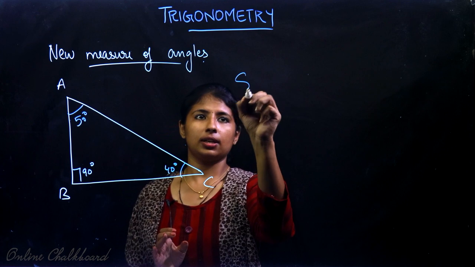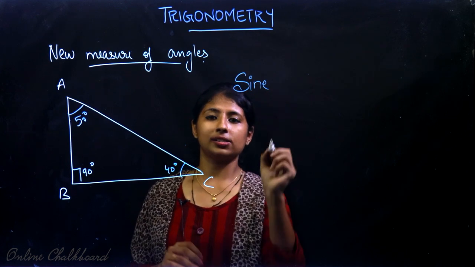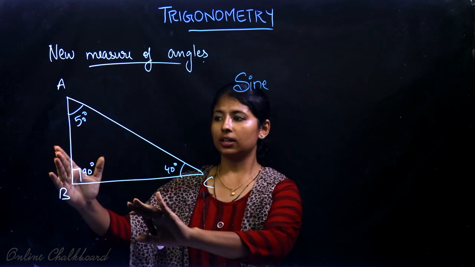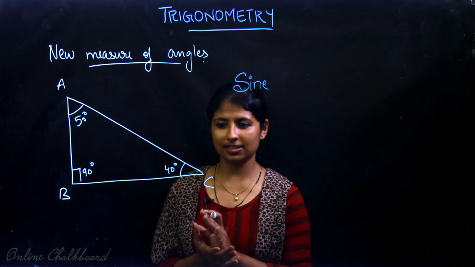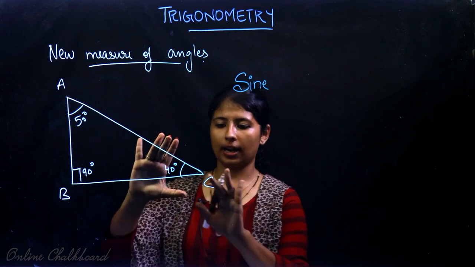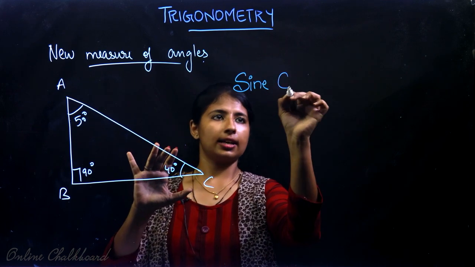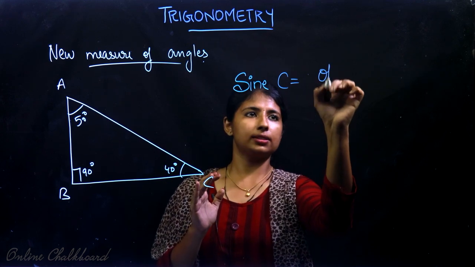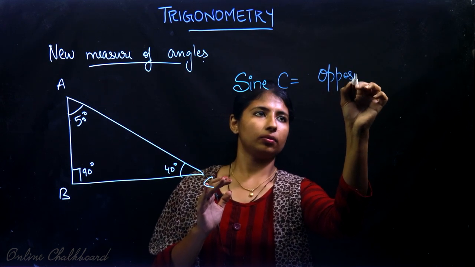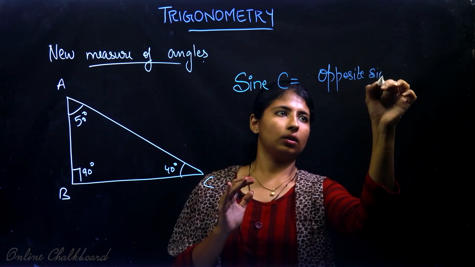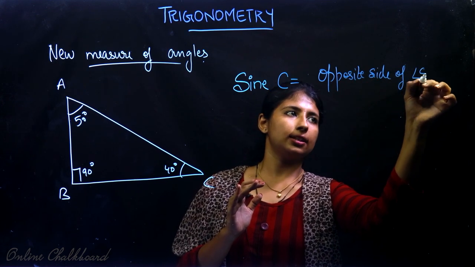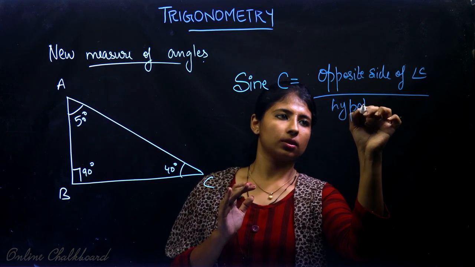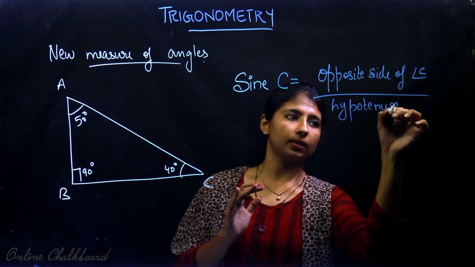Trigonometric ratios, that is sine, cosine, and so on. For angle C, sine C is the opposite side of angle C divided by the hypotenuse. That is sin C.